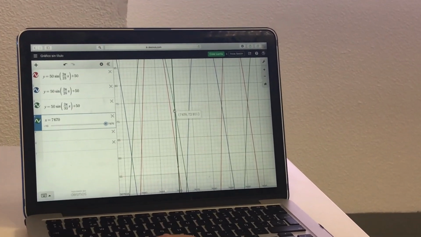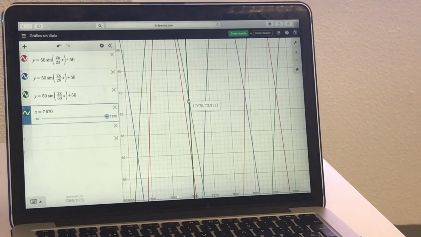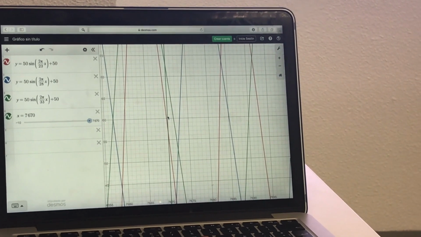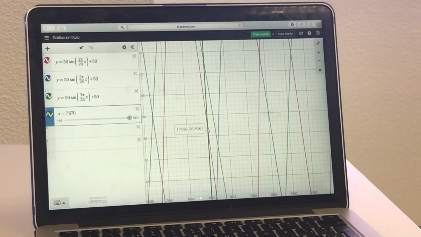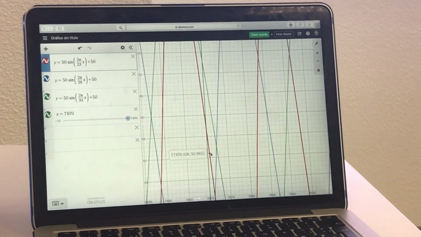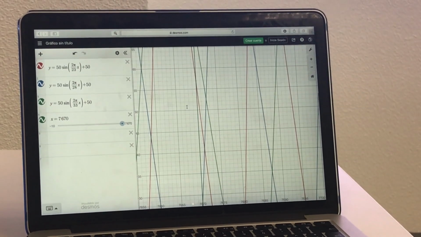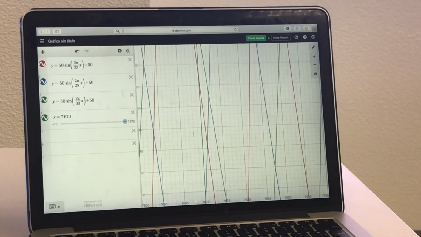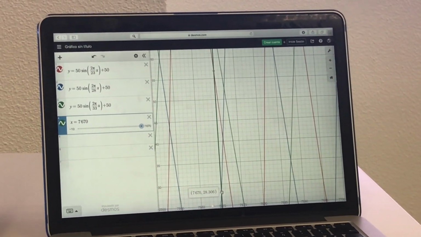In the first one, that is the green one, we have that on that day it is at 72.9%. Then we have the red one, that is at 68.8%. And finally we have the blue one, that is at 28.3%.